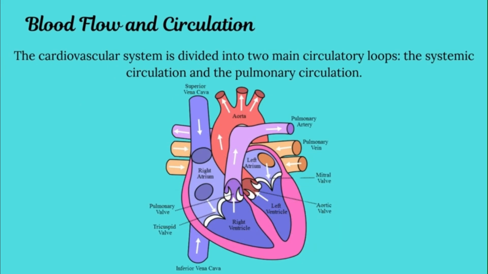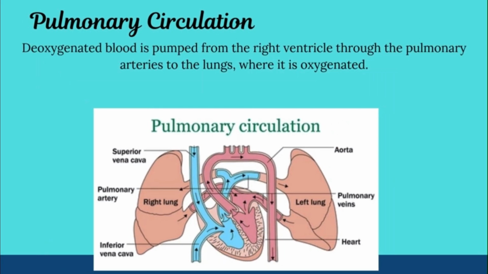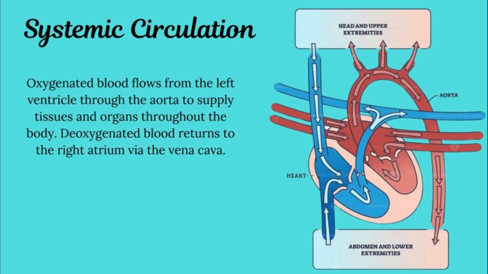Blood flow and circulation. The cardiovascular system is divided into two main circulatory loops: the systemic circulation and the pulmonary circulation. Pulmonary circulation. Deoxygenated blood is pumped from the right ventricle through the pulmonary arteries to the lungs, where it is oxygenated. Systemic circulation. Oxygenated blood flows from the left ventricle through the aorta to supply tissues and organs throughout the body. Deoxygenated blood returns to the right atrium via the vena cava.